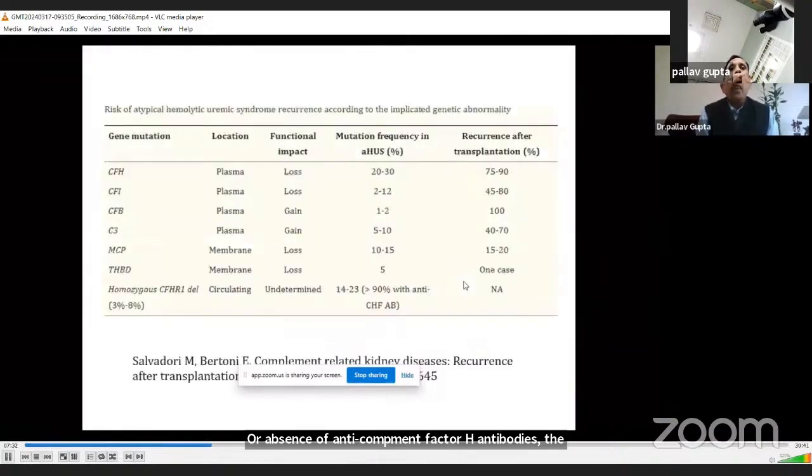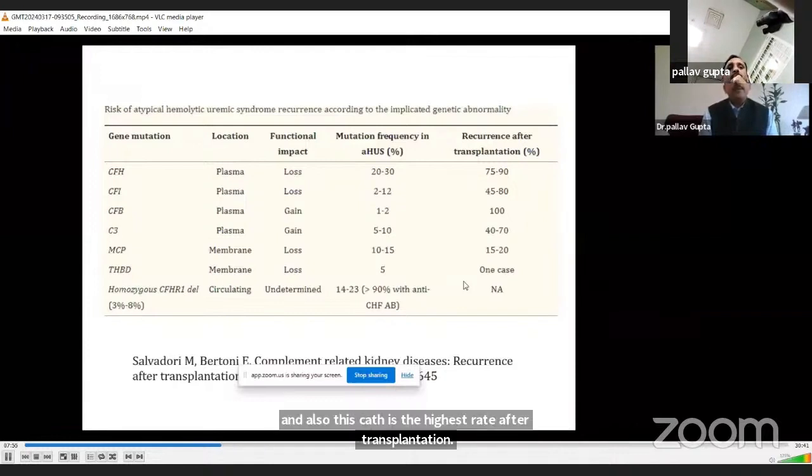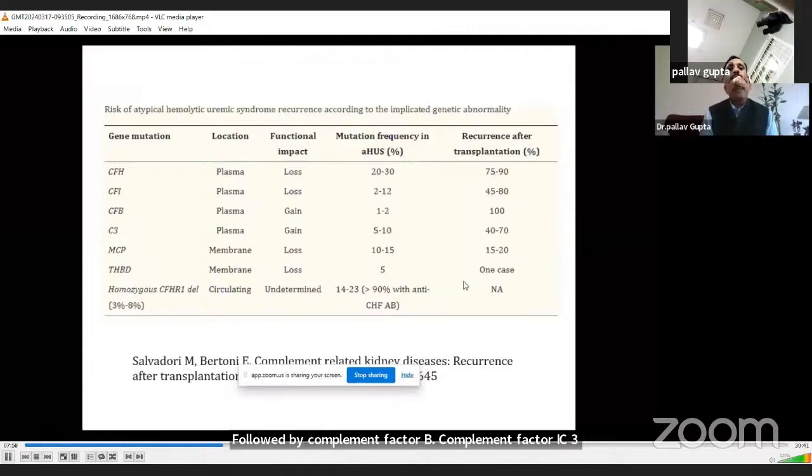So this is the table just to show you the mutation frequency of various complement factor proteins in patients with atypical HUS and the risk of recurrence after transplantation. The maximum mutation is seen in complement factor H, and this also carries the highest recurrence rate after transplantation, followed by complement factor B, complement factor I, C3, and least with MCP, that is membrane cofactor protein.